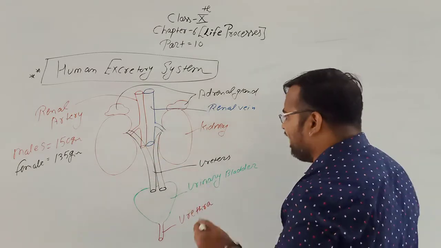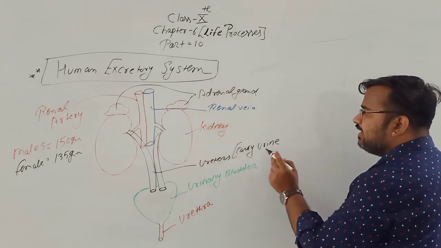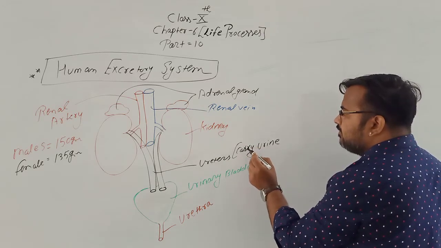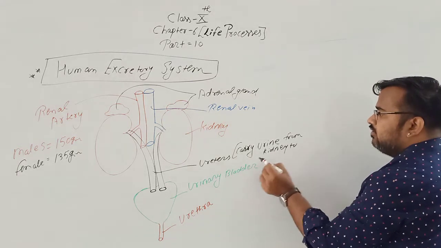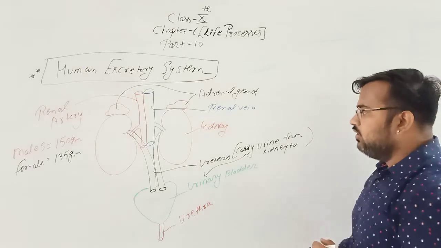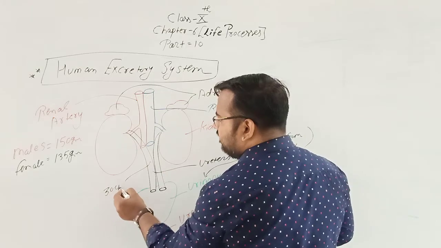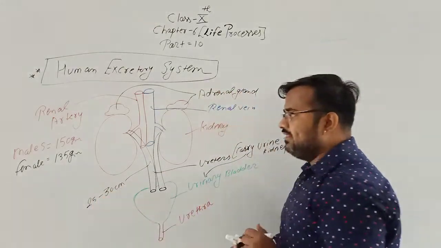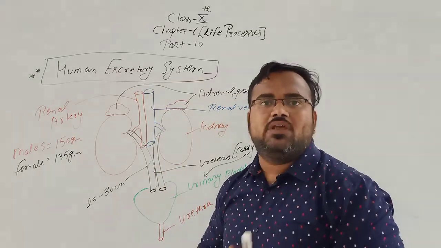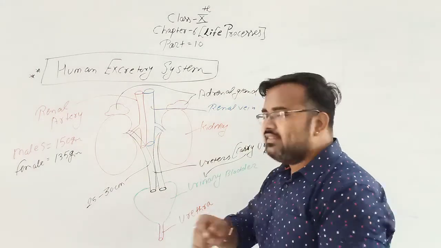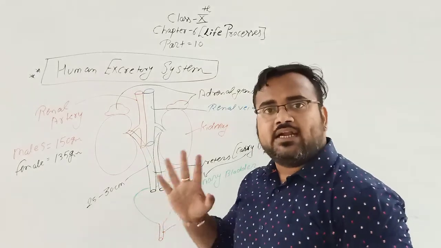What is their function? To carry urine from the kidney to the urinary bladder. The length of each of these tube-like structures, which are the ureters, is 25 to 30 centimeters. Each ureter carries the urine from the kidney to the urinary bladder.